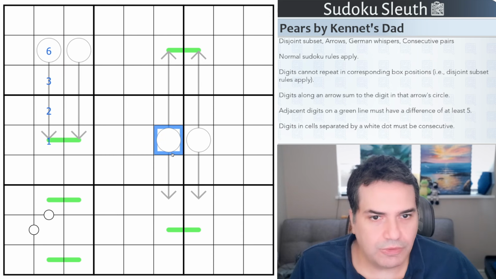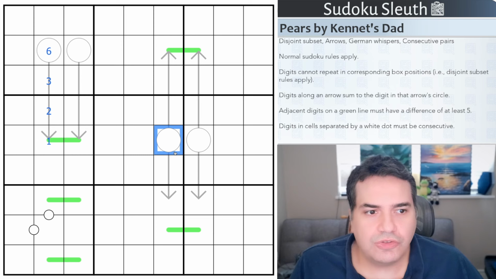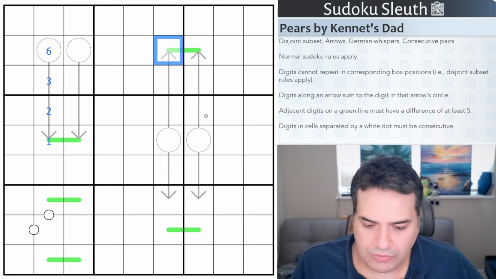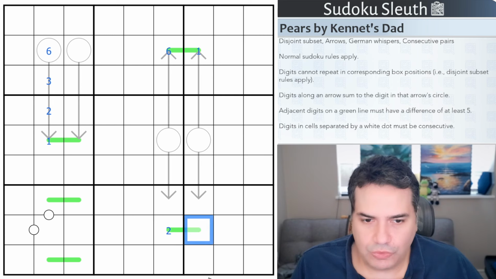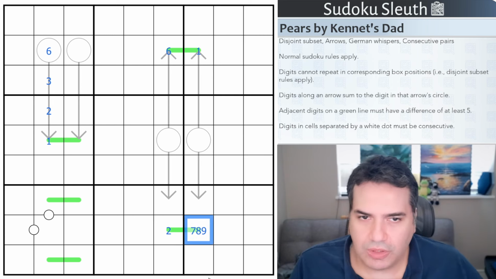Then we have German whisper lines. So adjacent digits on a green line must have at least a difference of 5. For example, if this is a 6, this would have to be a 1 to be 5 or more away. If this is a 2, this would have to be 7, 8, or 9.